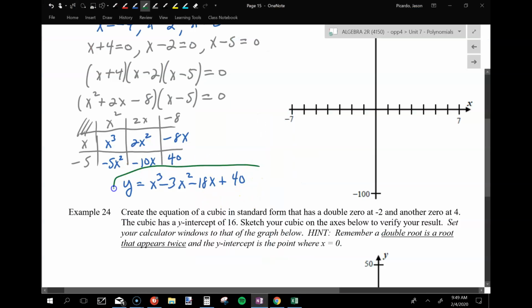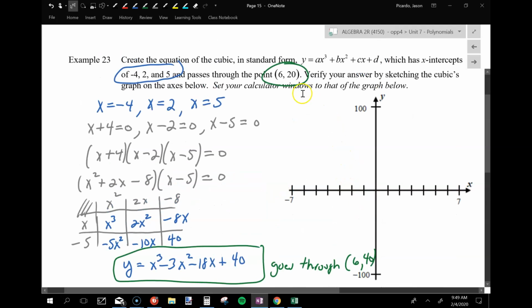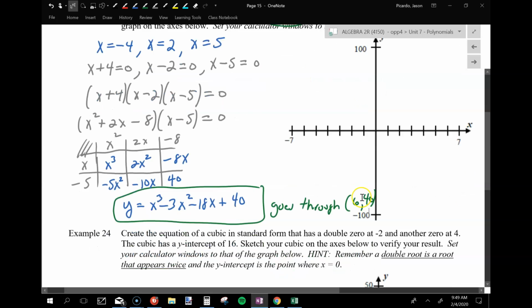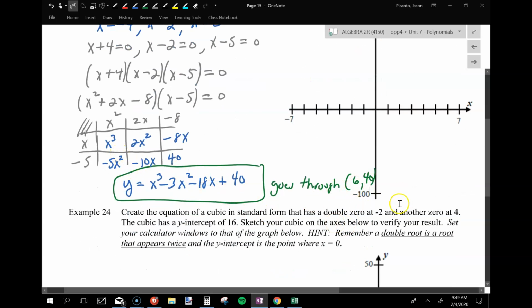So this function goes through the point 6, 40. What did I want to go through? 6, 20. So what do I need to do to this function so that I can make it go through 6, 20 instead of 6, 40? Divide it all by 2. So my correct function now does what I want.